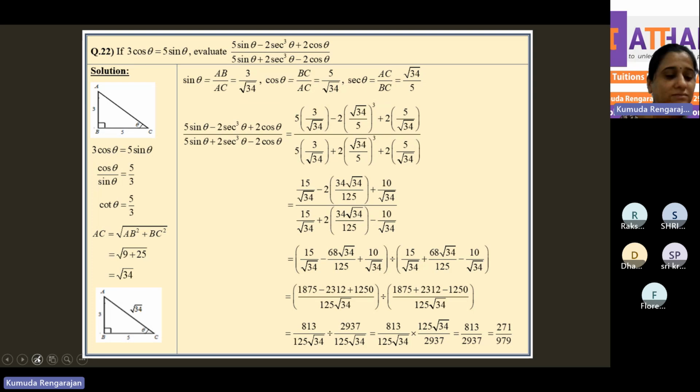One second. So we know that 5 sin theta is equal to 3 cos theta. In the expression, we have 5 sin theta, right? So instead of this, you can use 3 cos theta. So 3 cos theta plus 2 cos theta becomes 5 cos theta, and 3 cos theta minus 2 cos theta becomes plus cos theta. Then you can simplify. Perfect, Rakshita.